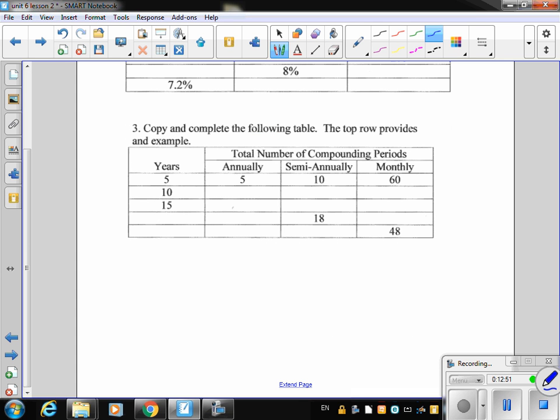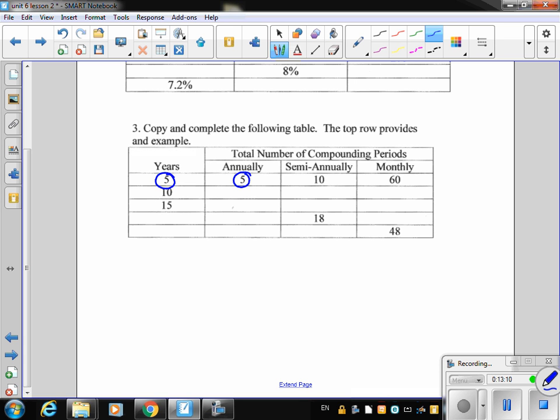Copy and complete the following table. The top row provides an example. So, if you are adding interest to your account for 5 years, and they are compounding your interest or putting it in annually, that means 5 times they're going to put interest into your account, just like normal.